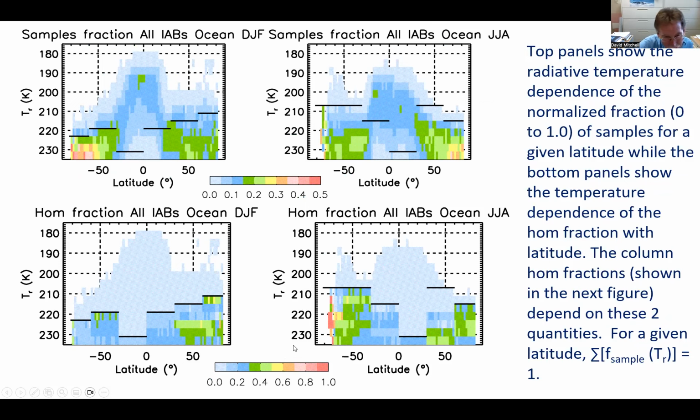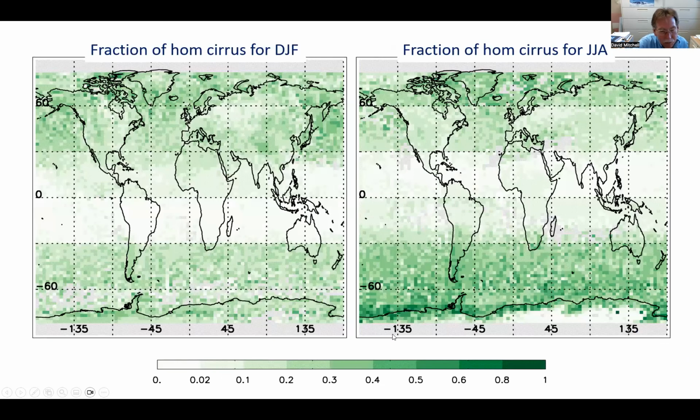hom cirrus for short. And you can see that in the wintertime, there's more hom cirrus than there is in the summertime. And it depends a little on what months you're looking at. So December, January, February on the left, and June, July, August on the right. A lot of hom cirrus along the coast of Antarctica, which will become more apparent here.